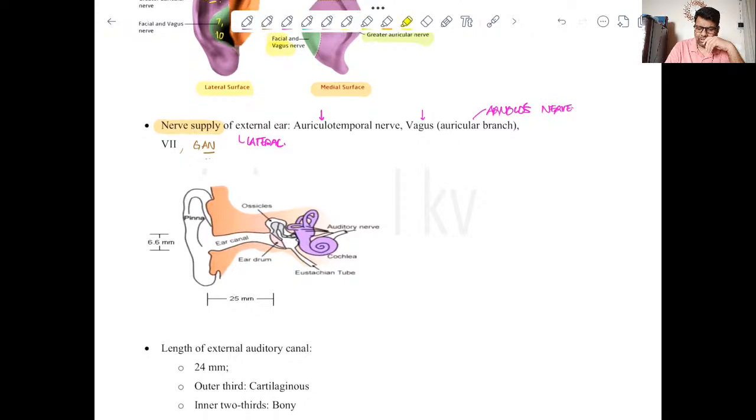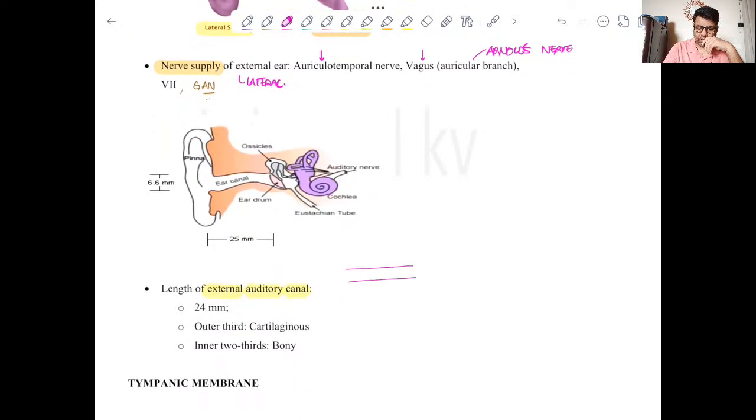Then moving forward to another important topic, that is the external auditory canal. Okay, so you can see this is the external auditory canal. Now the overall length is 24 millimeter, but it is not the same throughout the entire length. Obviously the inner part will be bony, right? So the inner part is bony and the outer part is cartilaginous. Clear? So this part is cartilaginous.